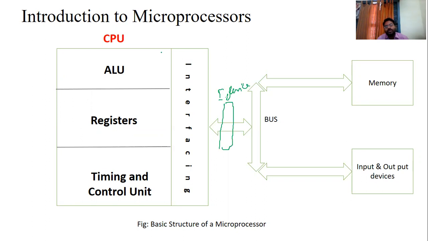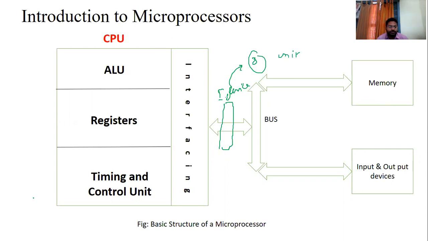Okay, so in the coming lectures we are going to discuss all the things in depth. So what is memory, what is primary memory, the secondary memory, how the memory organization is there in the system. What is input output device, what is ALU, what are registers, what is the timing and control unit, what is the interfacing unit. This is dedicated to the third unit, entirely the third unit.